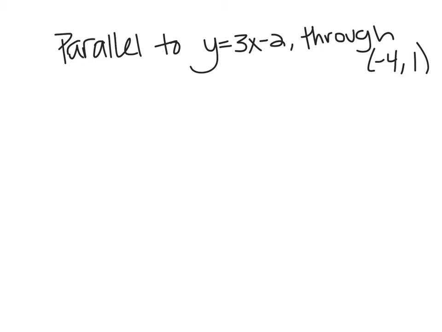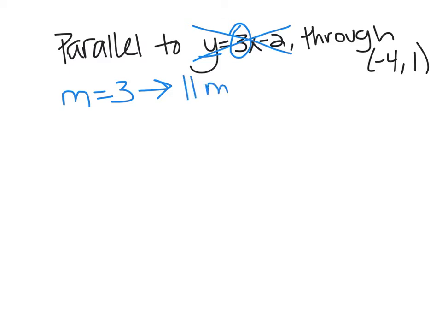So if I look at my first problem, I always want to start with identifying my original slope. Since my equation already has y by itself, I'm good to go. So y equals mx, where m is 3. Now, once I have my original slope, I don't need the original equation anymore, so I'm actually going to cross it out right now. So I want my parallel slope, and my parallel slope is going to be the same, so that's going to be 3.